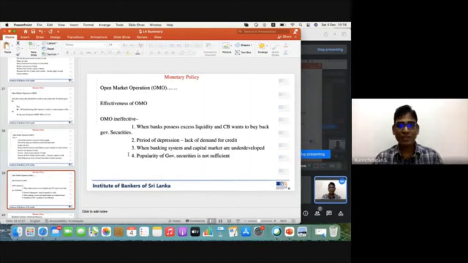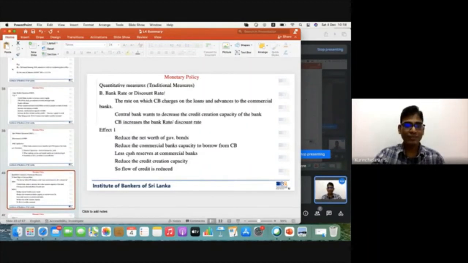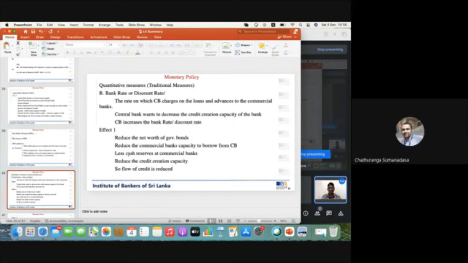So sometimes open market operation would be ineffective due to these reasons. Now let's assume the central bank goes for an auction, but only a few people are bidding. What will happen? You cannot pull out the money. This kind of experience is there, right? Okay, so sometimes the OMO may be ineffective. Up to now, OMO done. Is that clear? It's clear, sir.